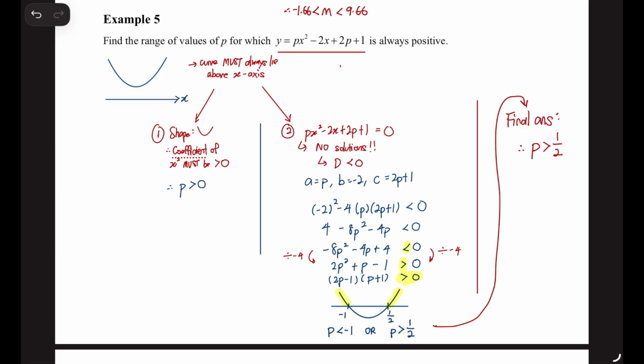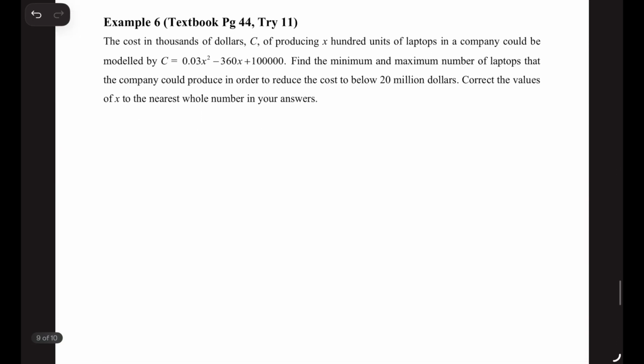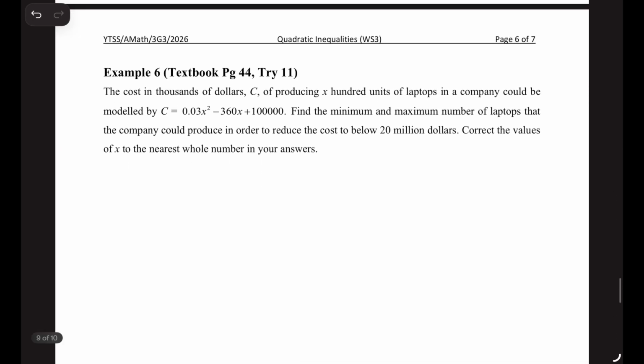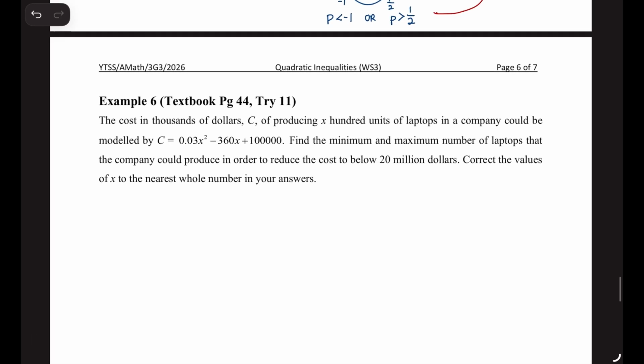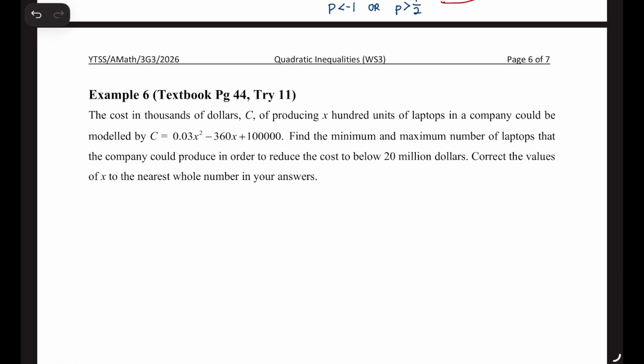Alright, now let's look at the last example for this worksheet. Example number 6. I'm given the cost in thousands of dollars by this equation here, C equals this whole thing over here. Find the minimum and maximum number of laptops that the company could produce in order to reduce the cost to below $20 million. Very simply, the cost C is in thousands.